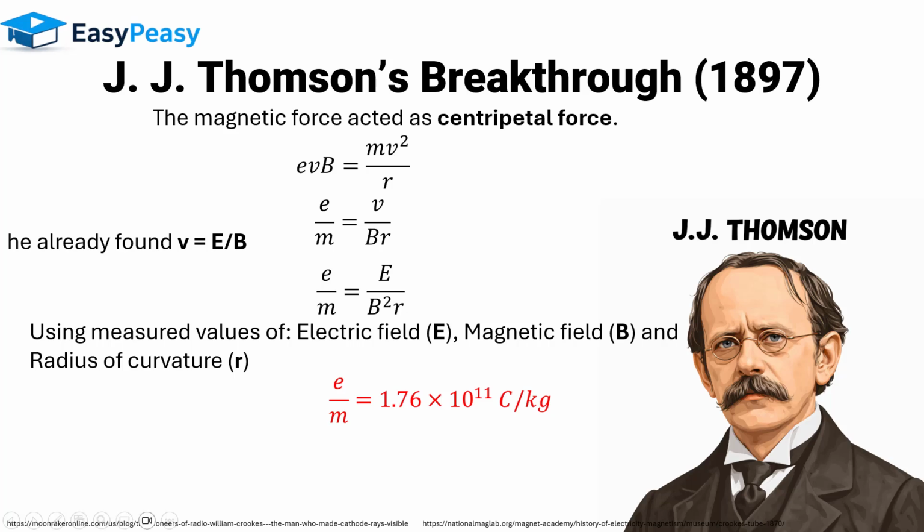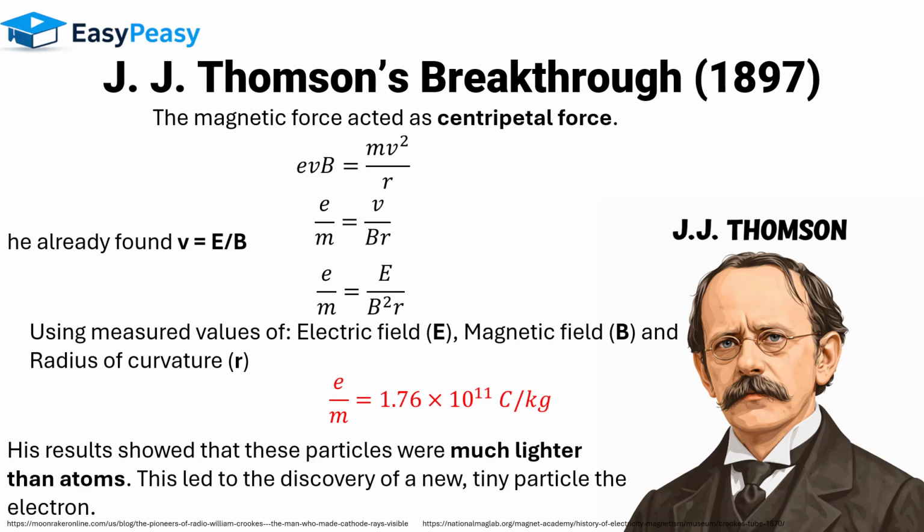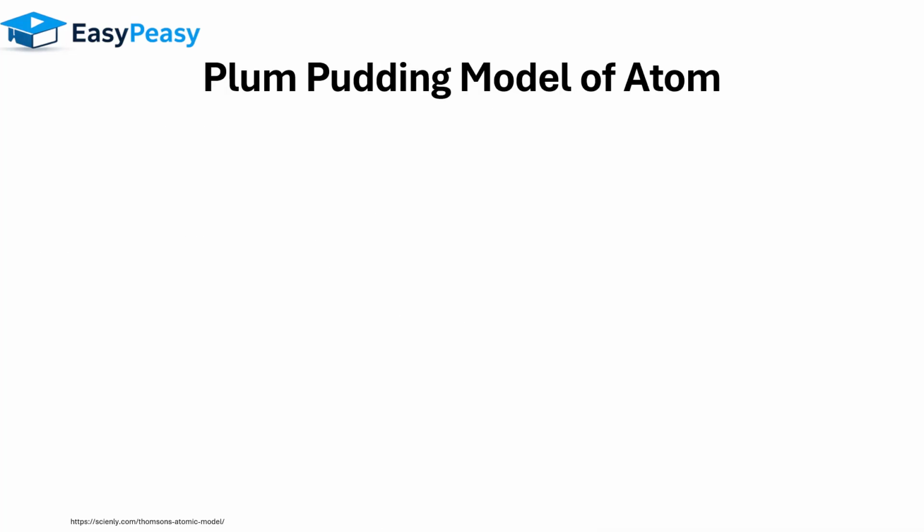Again, at this point they didn't know that it is an electron, but by looking at this e/m ratio, J.J. Thomson could say that this particle is very much lighter than the atoms. So this led to the discovery of a new tiny particle, the electron. And he changed the model of the atom into the plum pudding model of the atom.